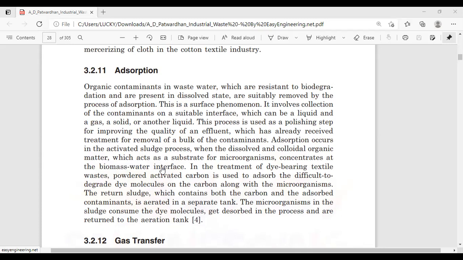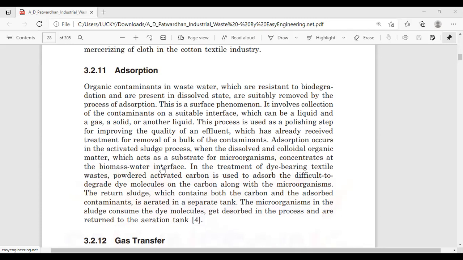Adsorption occurs in the activated sludge process when the dissolved and colloidal organic matter, which acts as a substrate for microorganisms, concentrates at the biomass water interface. In the treatment of dye-bearing textile waste, powdered activated carbon is used to adsorb the difficult to degrade dye molecules on the carbon along with the microorganisms.